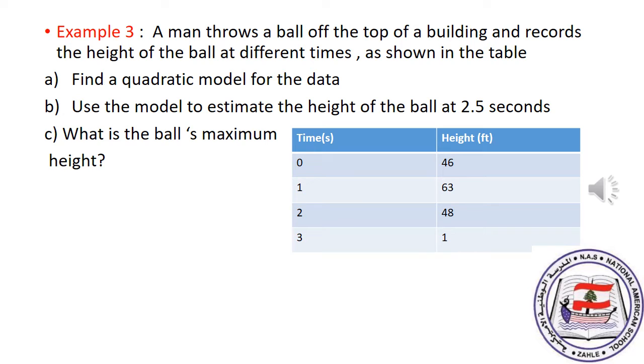Example 3. A man throws a ball off the top of a building and records the height of the ball at different times as shown in the table. Part A, find a quadratic model for the data. Part B, use the model to estimate the height of the ball at 2.5 seconds. Part C, what's the ball's maximum height?